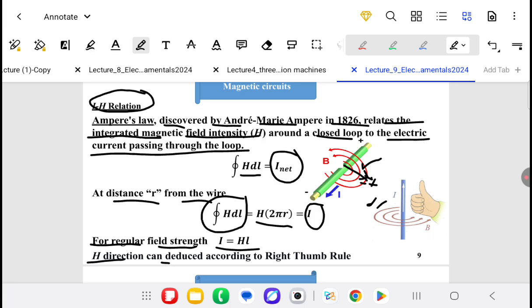H direction can be deduced according to Ampere's right hand rule, where the thumb is pointing in the direction of the current, as shown here. We have the thumb in the direction of the current, and the other fingers of the hand are pointing to the direction of H or B. These concentric circles around the wire show the direction of the magnetic field intensity H.